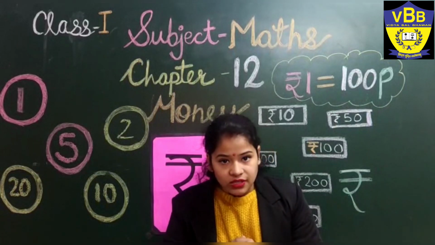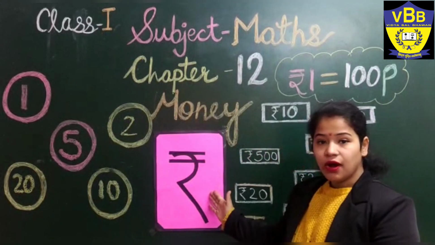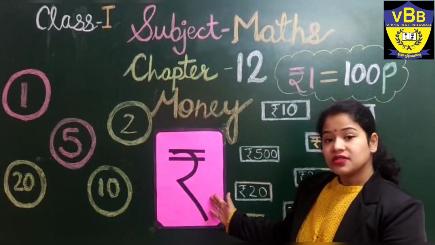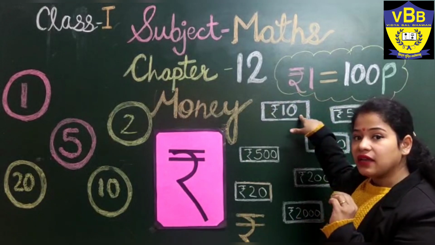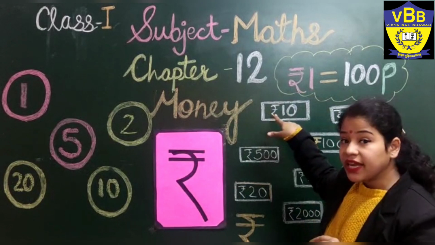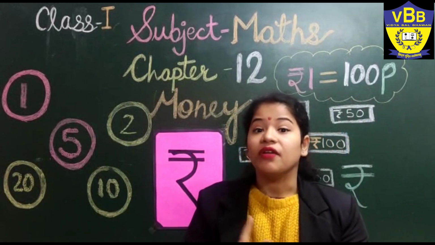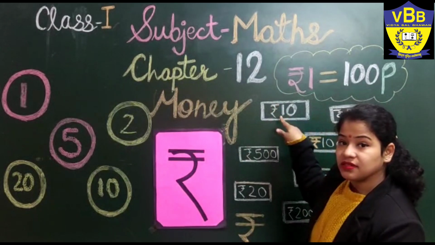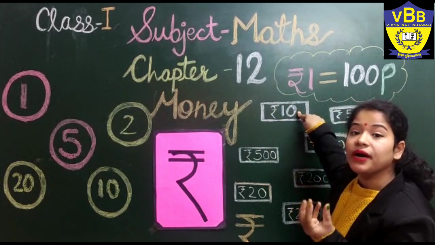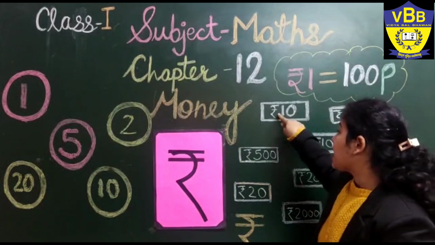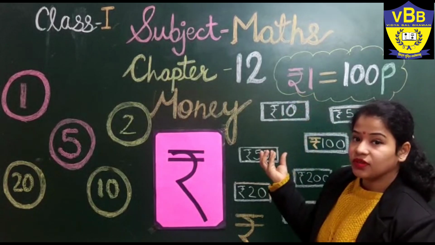Now all of you understood what we learned today. As I told you, this is the symbol of rupees. So whenever we write any number, and if you do not put rupees here, then it will not be money. But when we put rupees before this number, the rupees sign will make the normal number into money. Okay, got it?